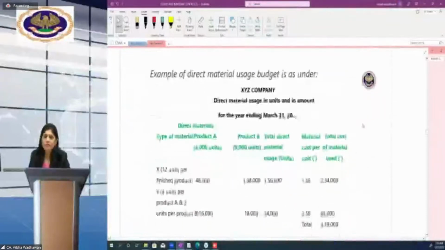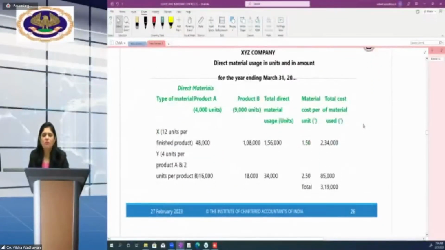This is the brief format of the direct material usage budget. If we have product A and product B, with 4,000 and 9,000 units, these must have come from the production budget. Then we identify how much raw material we require. Once we know that, the direct material purchase budget tells us how to purchase and when to purchase.